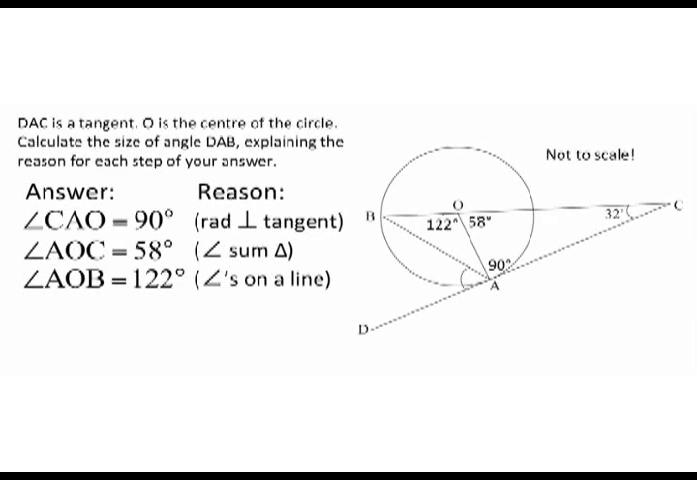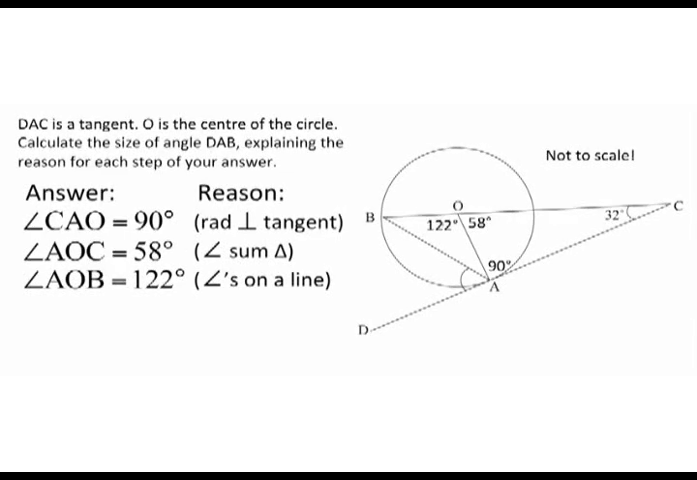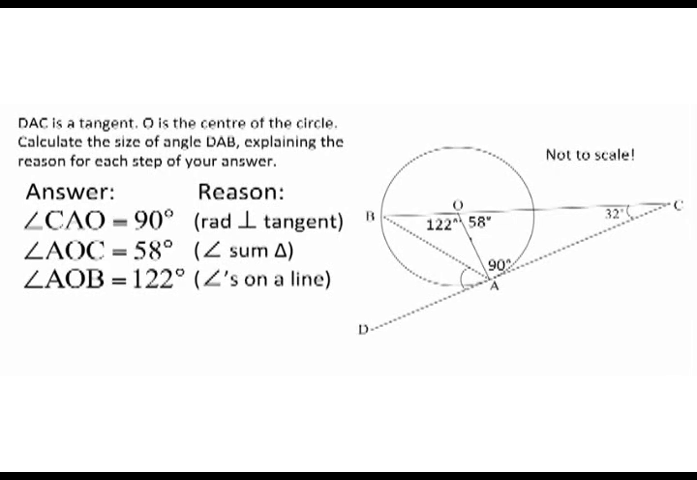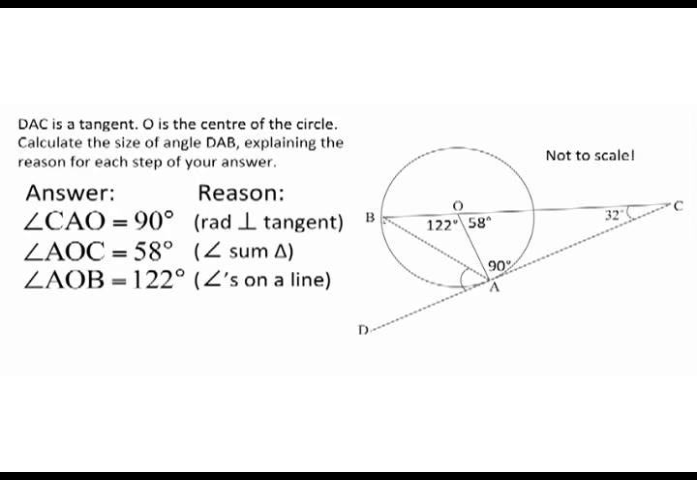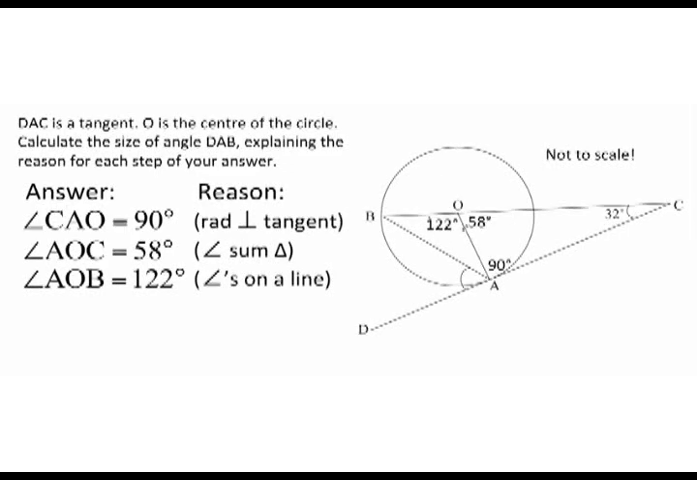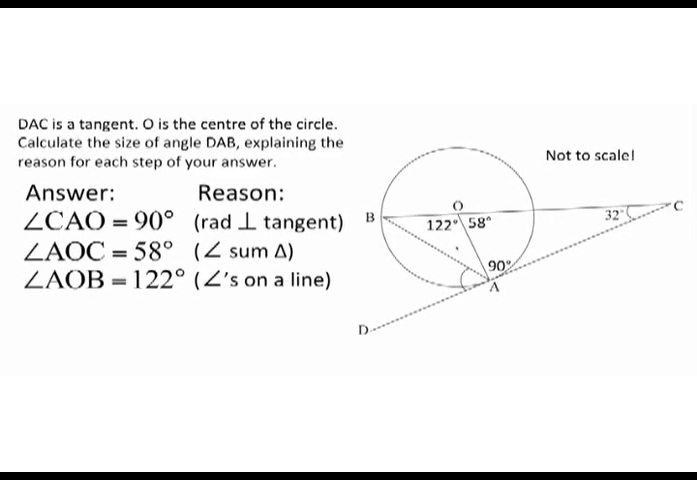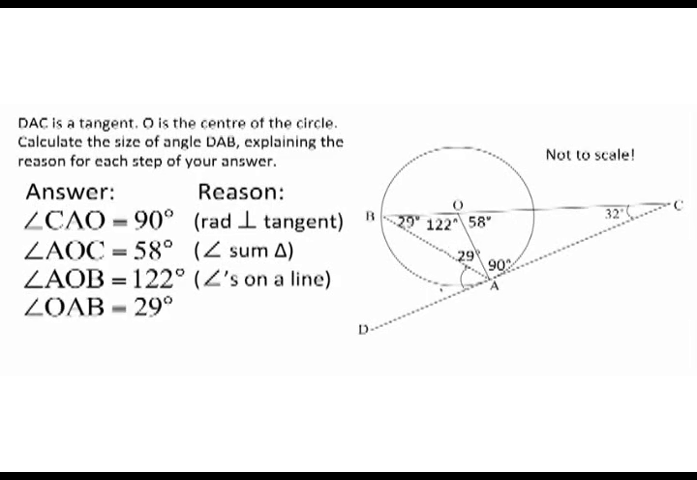Next thing, notice we have two radii BO and OA and a chord AB completing an isosceles triangle. So the base angles are equal. From 180 degrees, that is the sum angles of a triangle, we already have 122 degrees, and so the remaining is 58 degrees. If you divide that by 2, that makes it 29, because they are the base angles of an isosceles triangle.